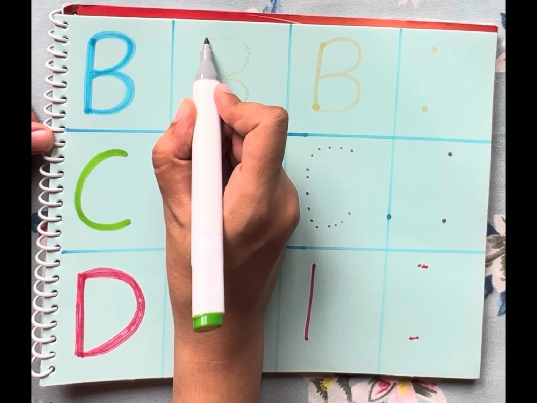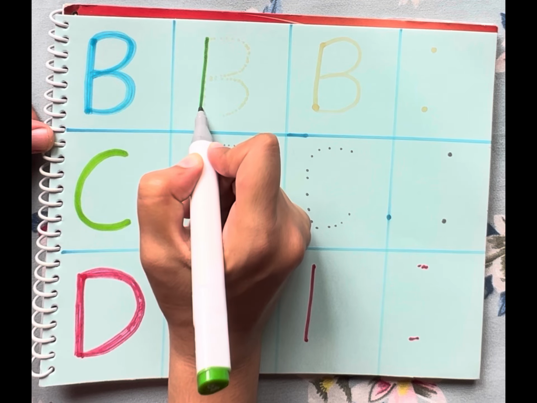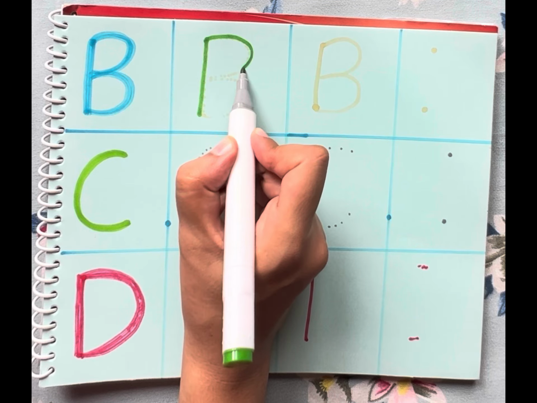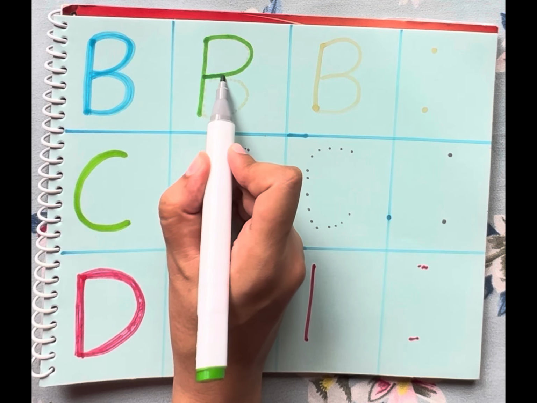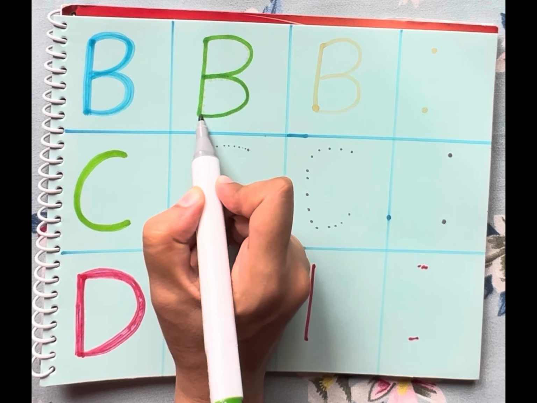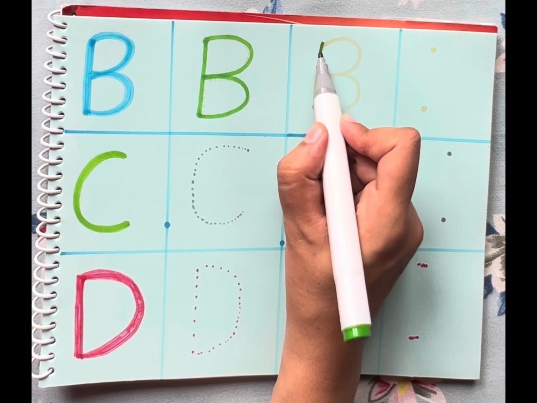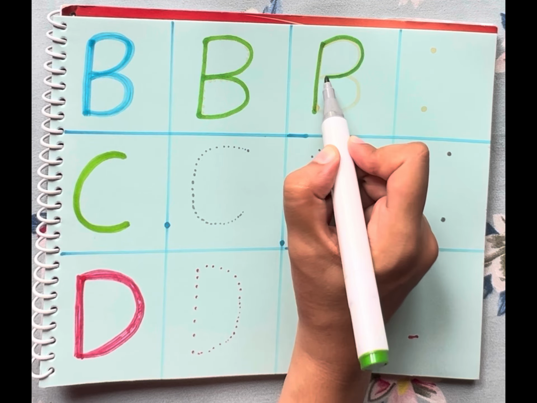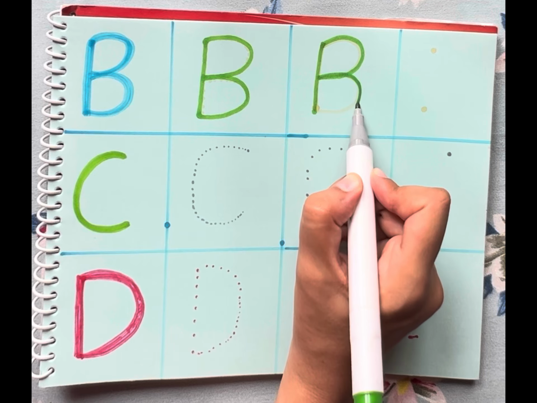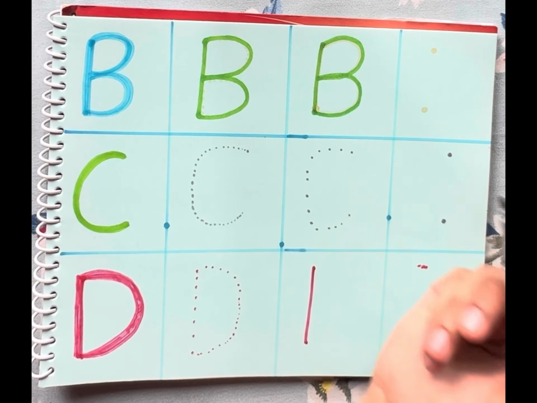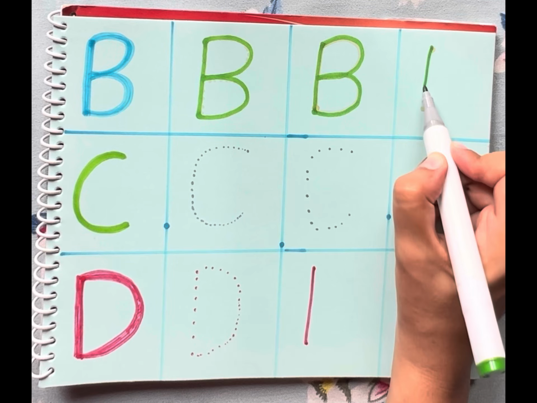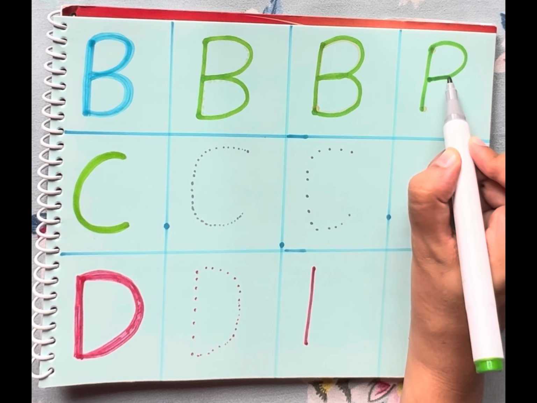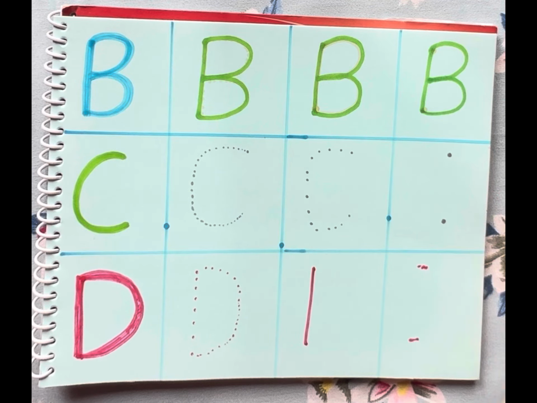Now we are going to make B. First a standing line, a semicircle, another semicircle. It's now a B. Let's move on to the next P. First a slanting line, then we'll make another B. First a semicircle, another semicircle, a B.